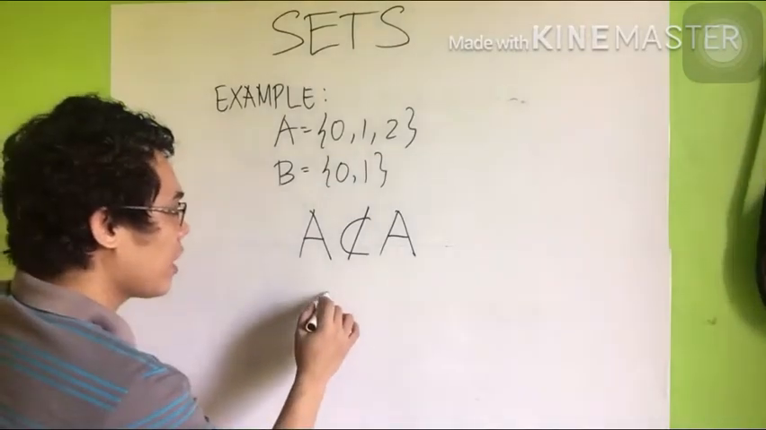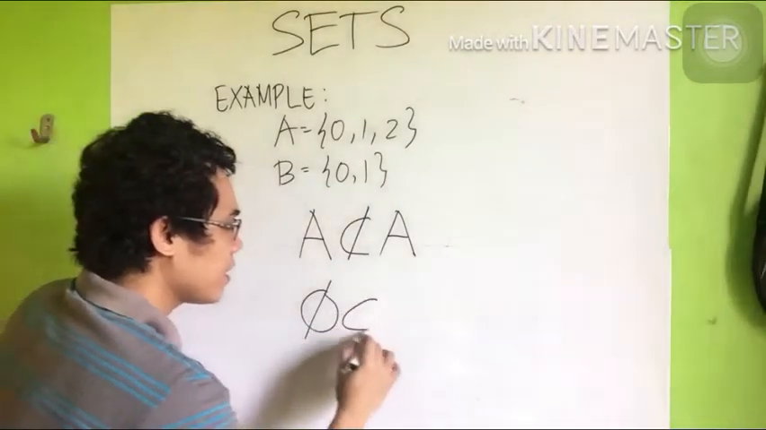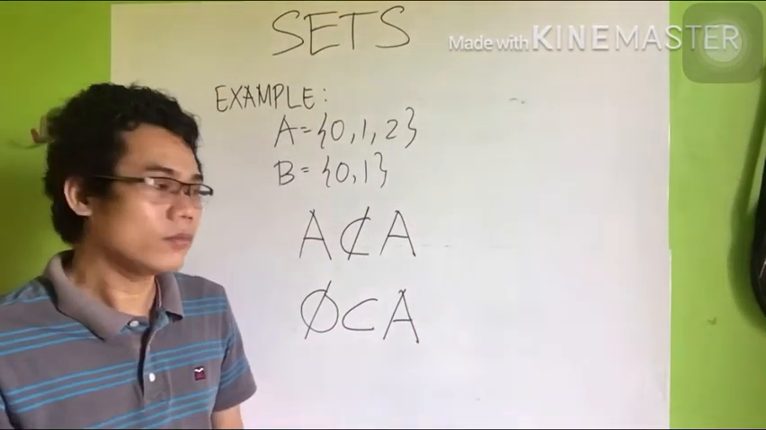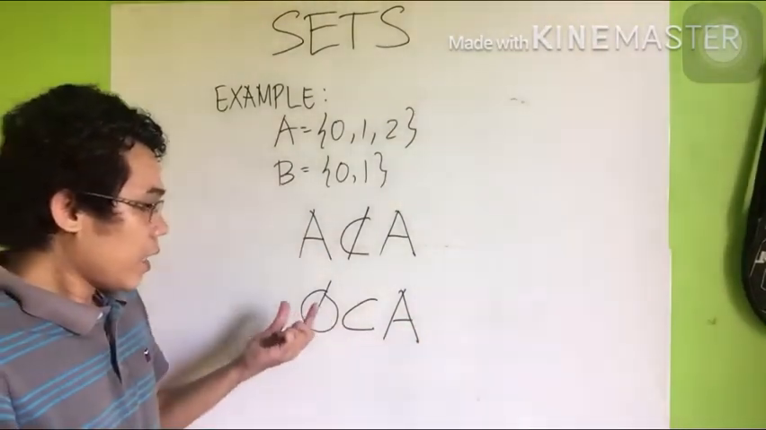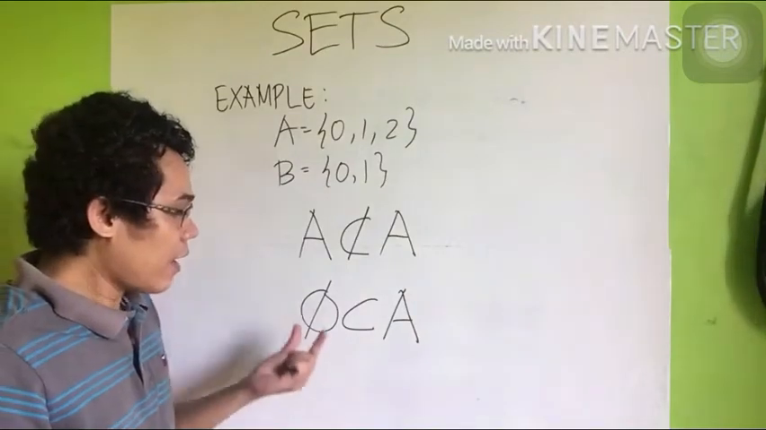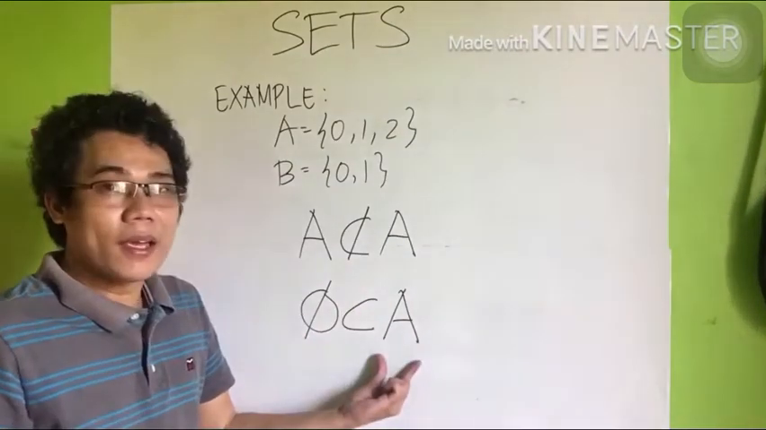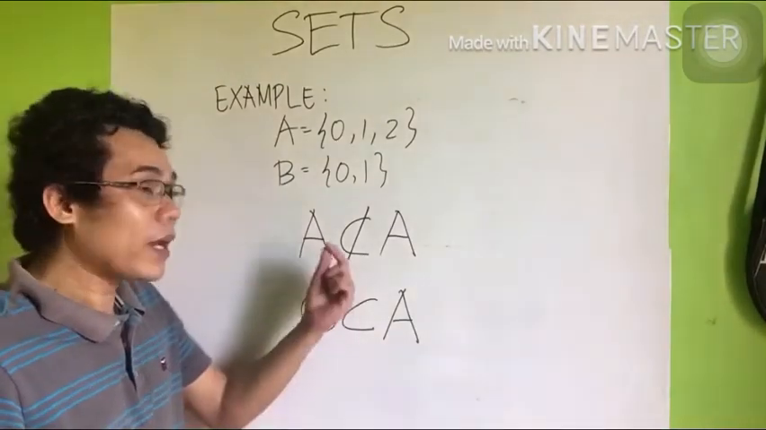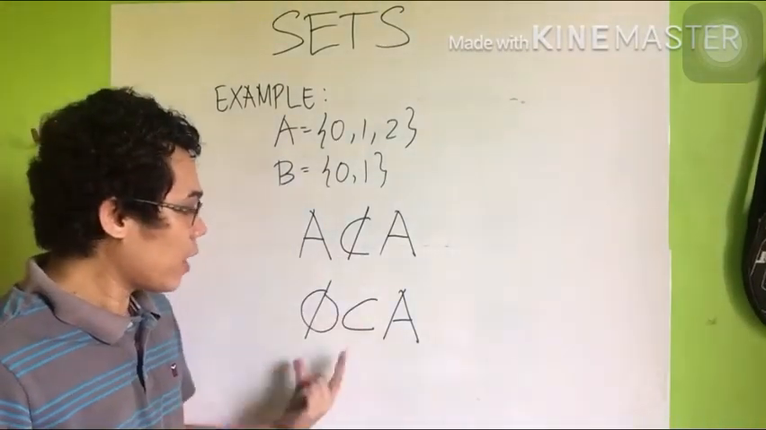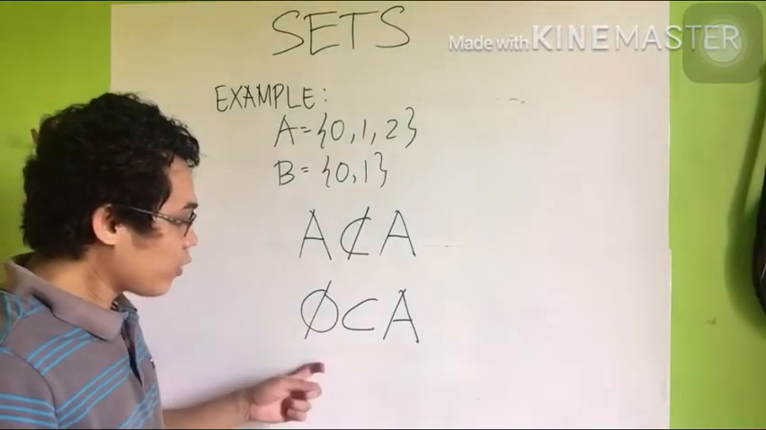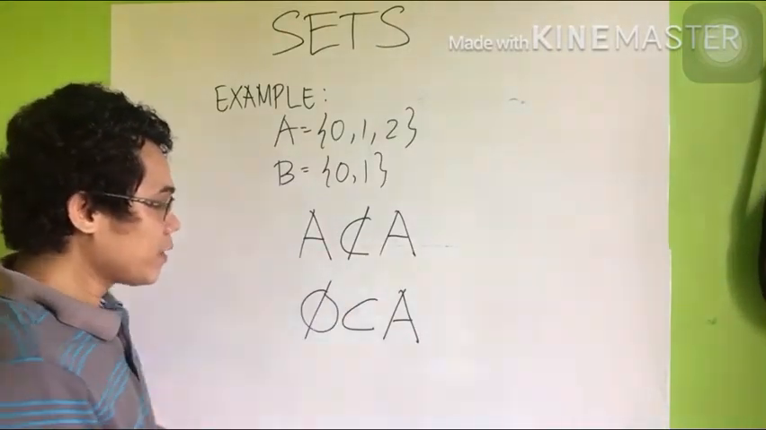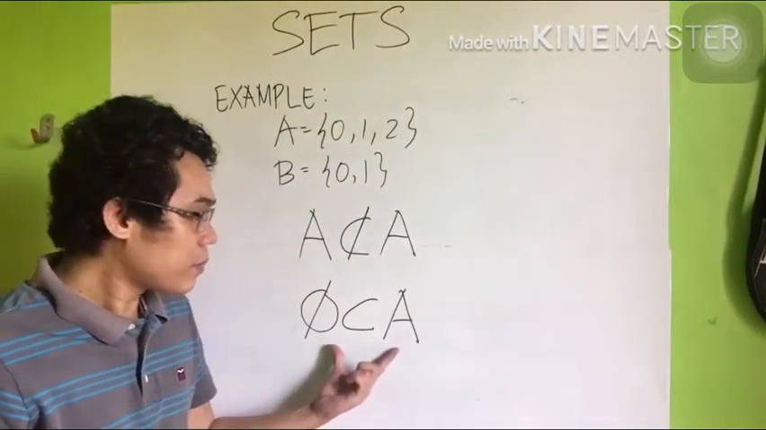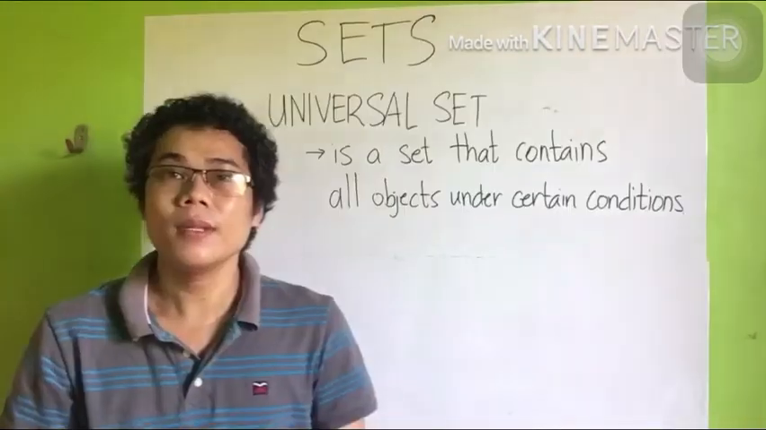Next question, how about empty? Is empty a proper subset of A? So, na-discuss na natin earlier na ang empty is a subset of A. Ang kailangan na lang natin i-check is dapat hindi sila parehas, hindi mag-equal itong dalawa. And since wala itong laman, ito may laman, so therefore, empty is a proper subset of A.